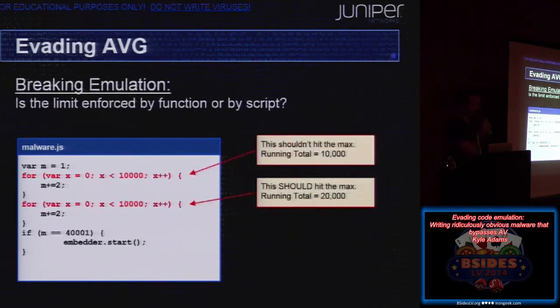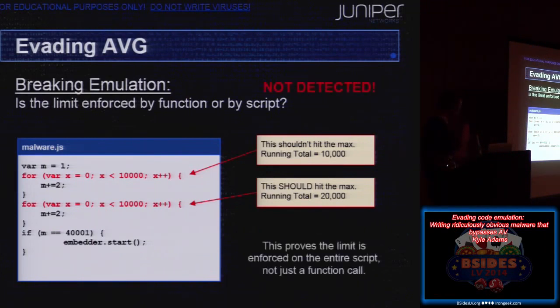But what I don't know is if it's per function or per entire script. So what I did here is took away the function, and now I'm just doing 2 loops, 10,000 iterations each. If I do the first loop, I shouldn't max out the 10,900 or whatever instructions I'm allowed. But when I do the second loop, I should max it out, and then AVG should abort. So we're going to go ahead and run that, and we get not detected.